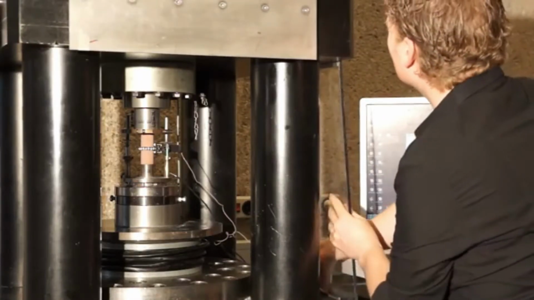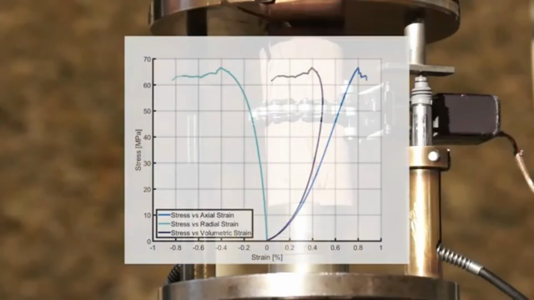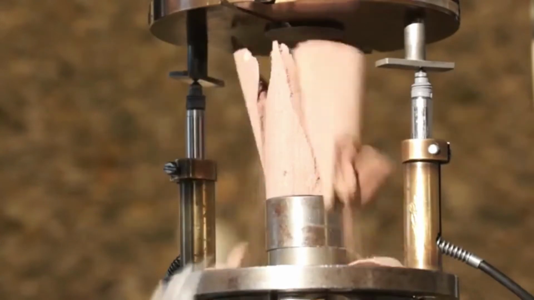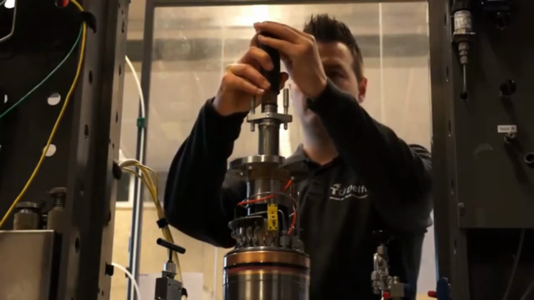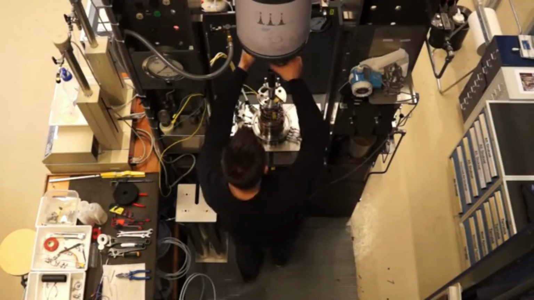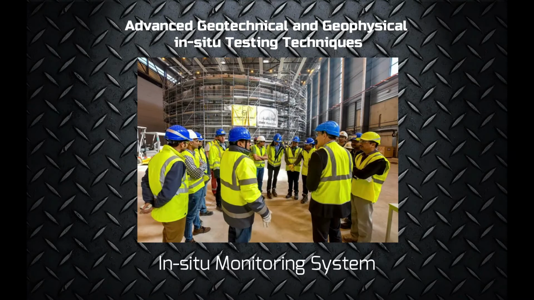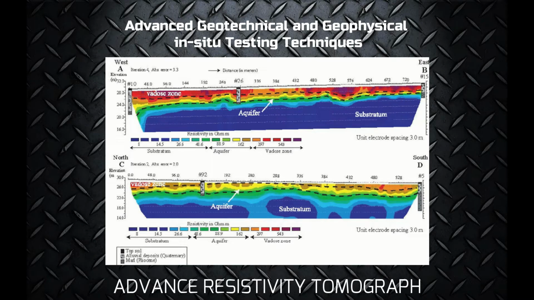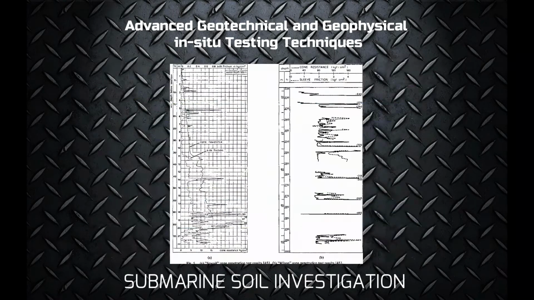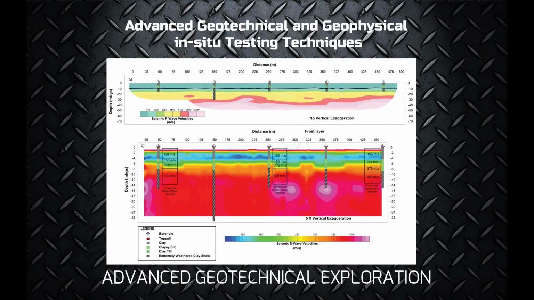The most advanced geotechnical and geophysical in situ testing techniques provide the advantages of generating a more accurate assessment of subsurface conditions, allowing for better data analysis and informed geotechnical design. Advanced geotechnical and geophysical in situ testing techniques include in situ monitoring system, advanced resistivity tomograph, submarine soil investigation, and advanced geotechnical exploration.